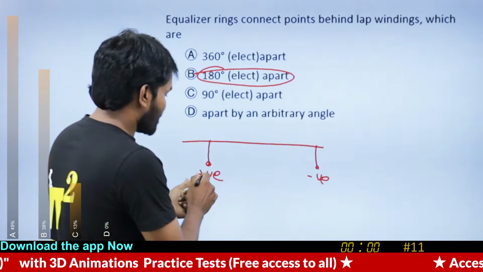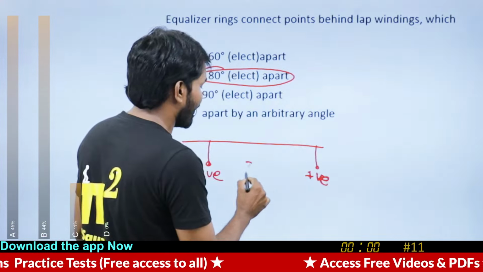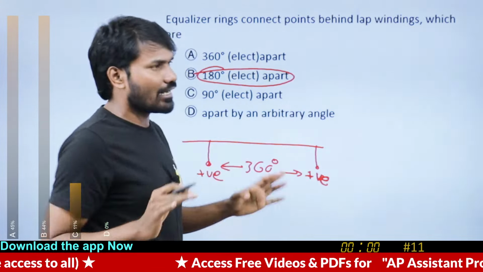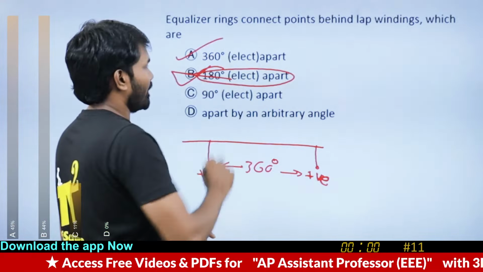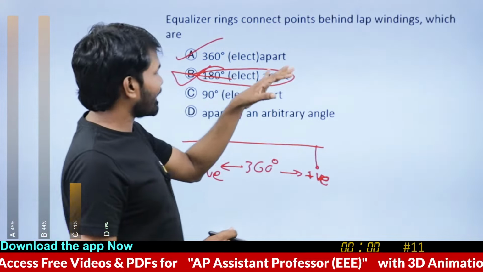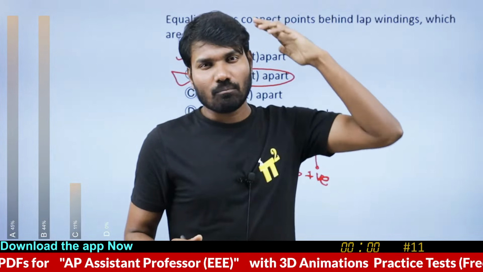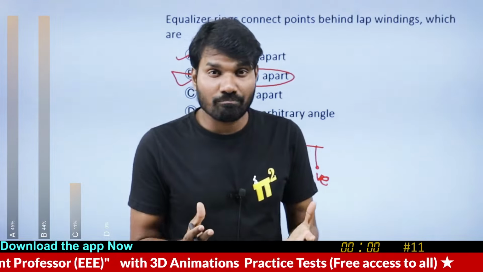Okay, if this is positive, this is also must be positive. Means they must be 360 degrees apart. You're randomly picking an answer. This is wrong, this is right. You're marking any one of these means you are conceptually poor, very poor. You have to improve that.